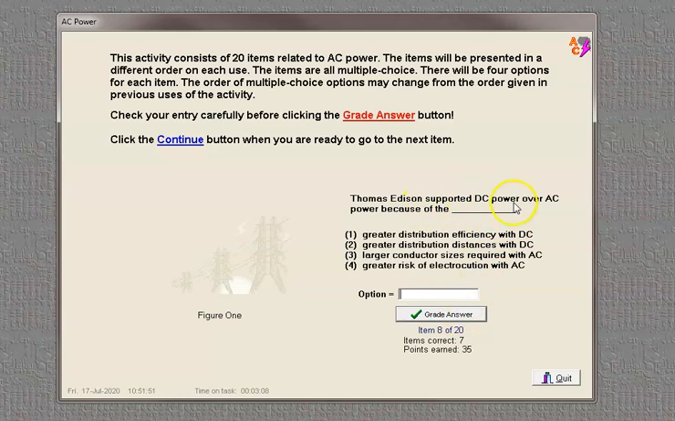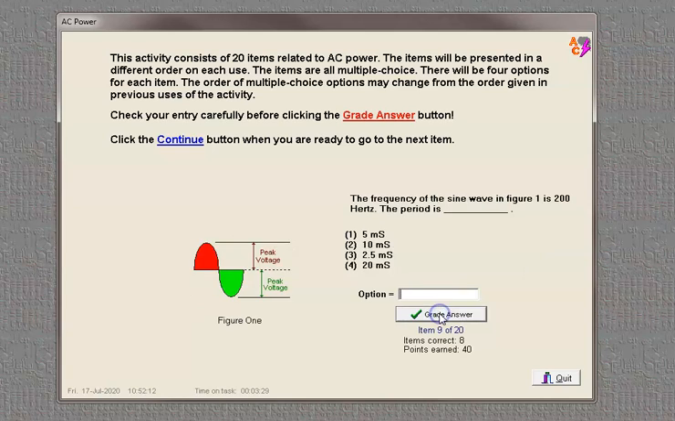Thomas Edison supported DC over AC. It's in the history because of the greater risk of electrocution with AC. In fact, the legend has it that Edison spent some time in the streets of Philadelphia electrocuting animals to try to prove that DC was safer than AC. So option 4, correct. Frequency of the sine wave is 200 hertz. The period is going to be 1 over 200. 1/2 is 5, so the answer better have a 5 in it. Only one answer does, so I'm going to pick answer number 1 without doing any math.